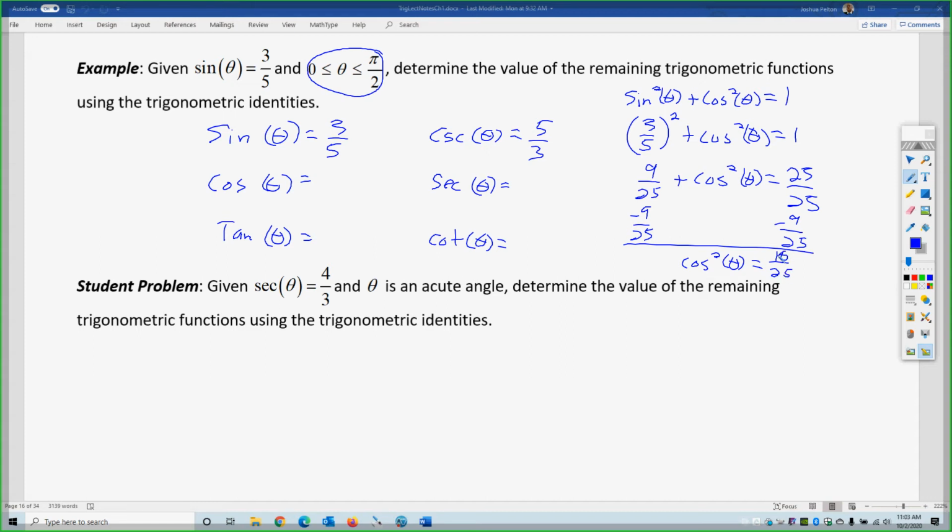Okay, so we need to get rid of the squared because I don't want cosine squared, I want cosine. So I'm going to square root both sides. So that gives me a result of cosine of theta equals the square root of 16 is 4, the square root of 25 is 5. So I have 4/5. So now I can use the reciprocal identity to get secant, which is 5/4. And I can do sine over cosine to get the 3/4. And the reciprocal identity for cotangent to get 4/3. Okay, take a minute and do the student problem. Pause the video.